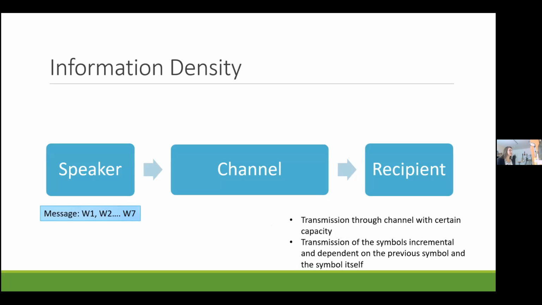So, as promised, we can look at the following model, which I guess most of you know. We have a communicational model consisting of a speaker who tries to convey a message consisting of words 1 to 7. He tries to transmit this message through a channel which has a certain capacity and which shall reach a recipient who shall understand the whole message if the communication is successful. So how does a speaker transmit this message? We know that the symbols are incremental and dependent on each other and on the symbol itself.